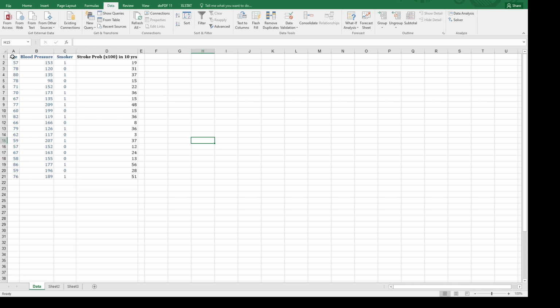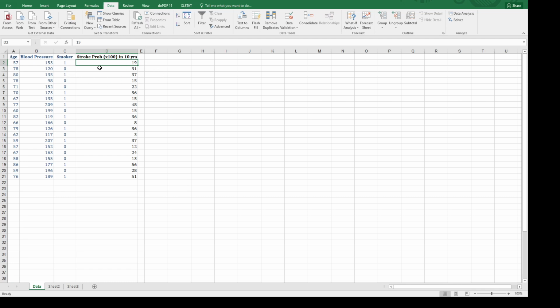So in this case, we have a sample size of 20 patients, or let's say 20 persons, and the first column is the first independent variable or input, age. The second one is the blood pressure. The third one is whether the person is a smoker or not. And the dependent or output variable that we are trying to estimate or predict is the probability of having strokes in the next 10 years multiplied by 100. So when you see, for example, 19, that means the probability is 0.19.